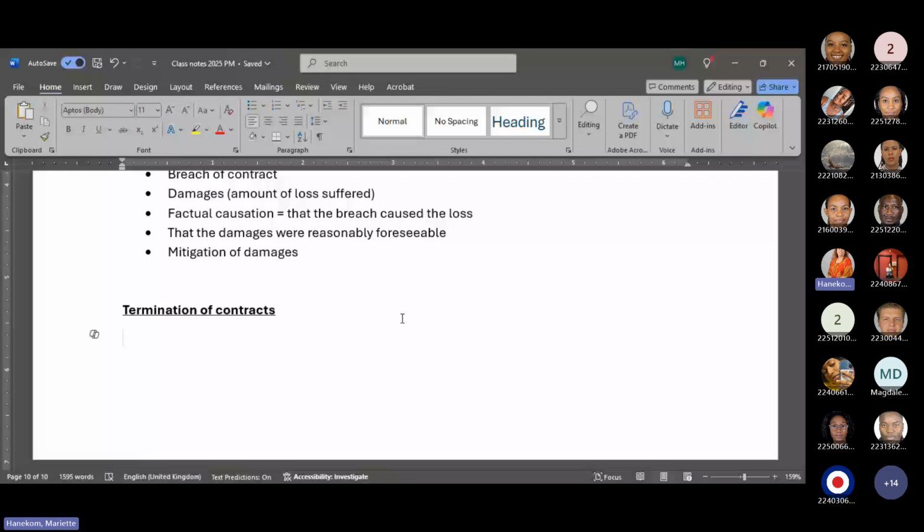The most common manner in which contracts come to an end is by way of performance. That's logical and self-explanatory. If everybody has done what they're supposed to do, Evelina has paid for the cell phone and Daniel has delivered the cell phone in the condition it was supposed to be, then their contract terminates. They've achieved what they set out to achieve. So that is the most common manner in which contracts come to an end.